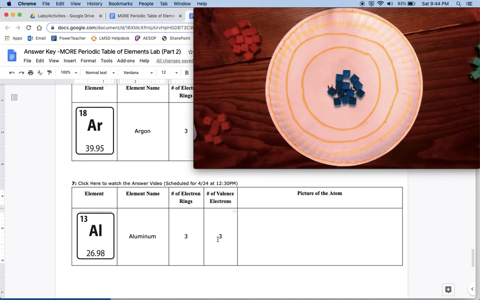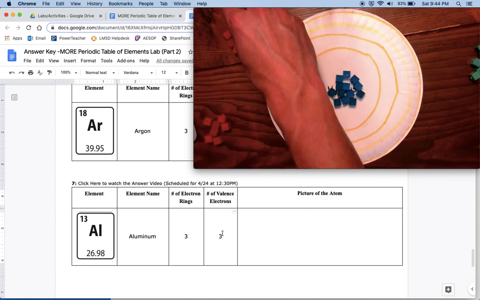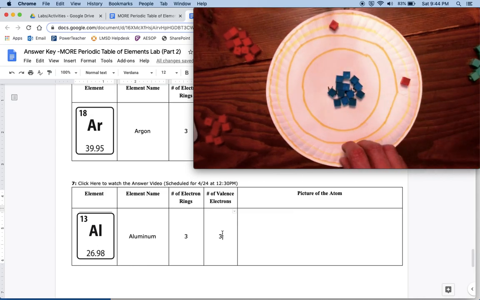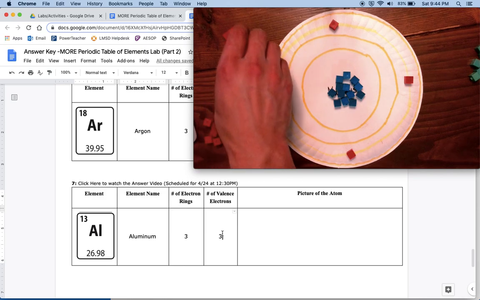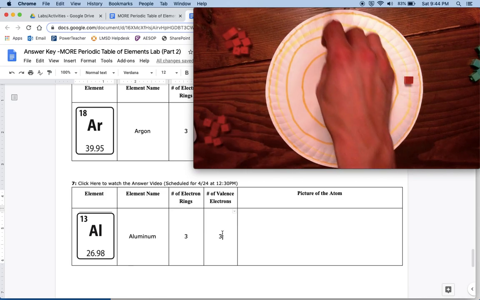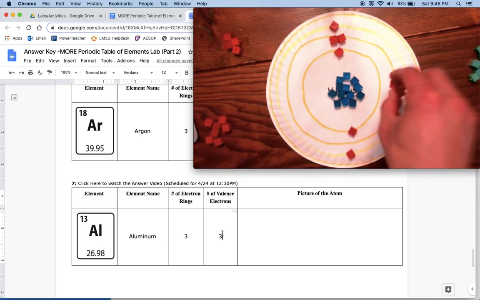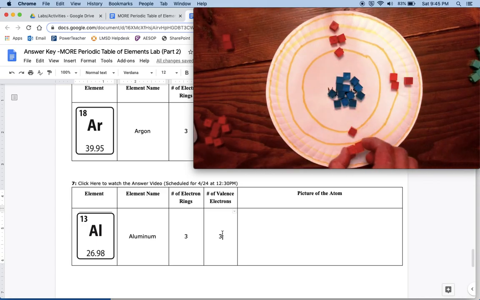So again, 3 of those are going to go on my third ring because they're my valence electrons. So I'm already going to take out 3 and go 1, 2, and 3. Right, so I'm going to take those 3 and put them over there. Now I have to fill out the rest. So I should have 2 that go in the very first ring, and then I should have 8 that go into the second ring, right?